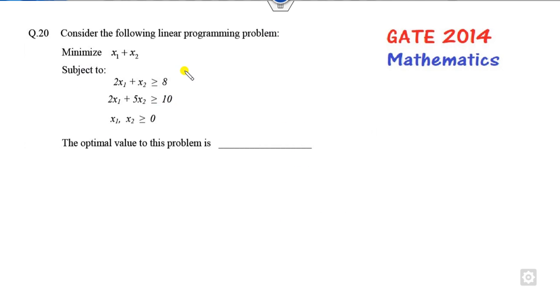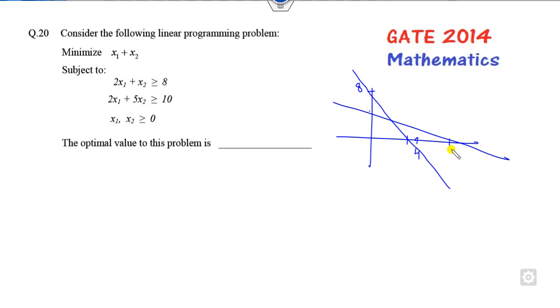Okay, look about this one. This is very simple, you can solve it in a very simple manner. So this is 4, this is 8, this is equation number 1, this is line number 1, second is 5, and this is 2. So this is 5, this is 2, and this is my feasible area.